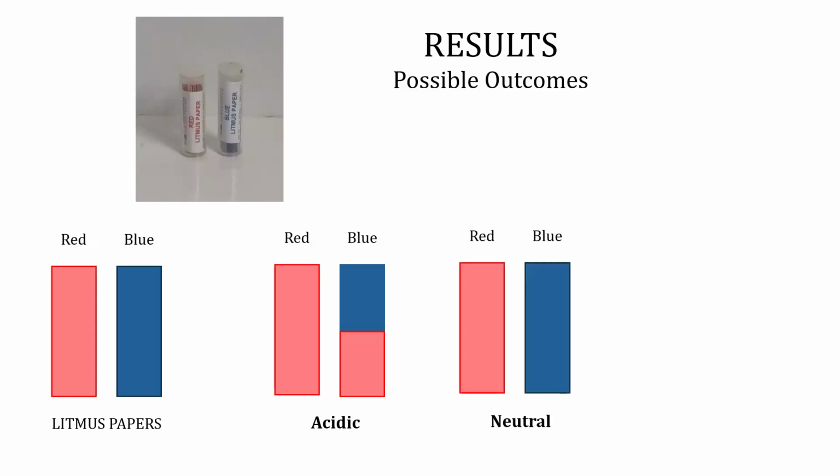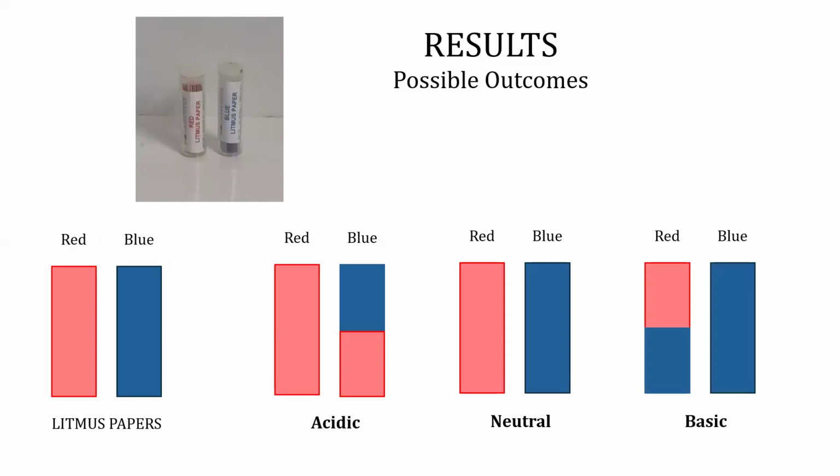If the red and blue litmus papers remain unchanged, the resulting solution is neutral, meaning that the pH of the solution is between 4.5 and 8.3. If the red and blue litmus papers are both blue, the pH of the solution is greater than 8.3 because the solution is basic.